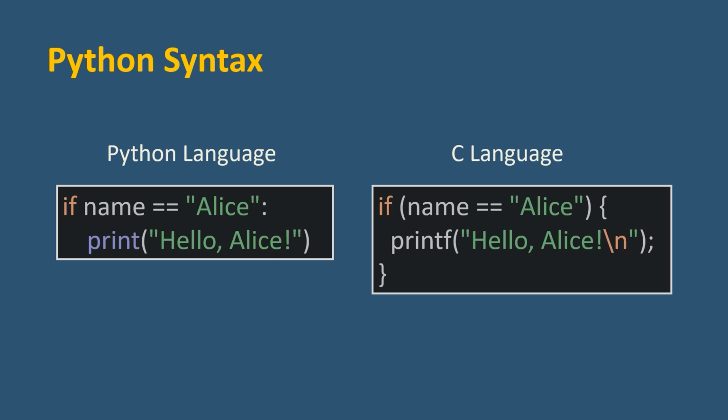Another thing to note is how Python ends commands. As you can see, languages like C use semicolons at the end of commands to separate them from each other. Python does not require explicit line endings. Instead, the indentation spaces are used to separate one command from the next.